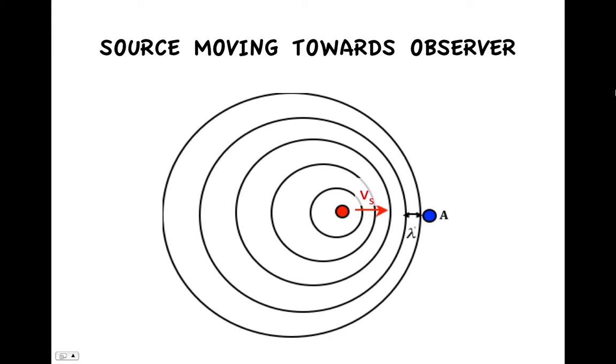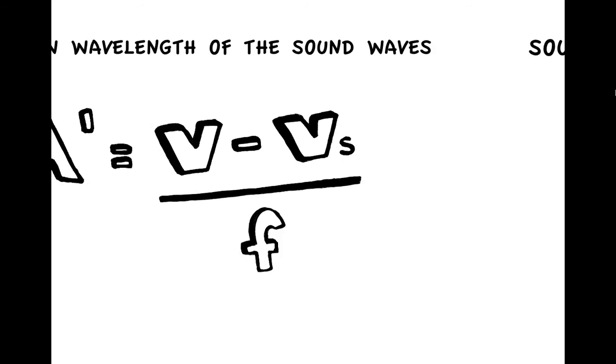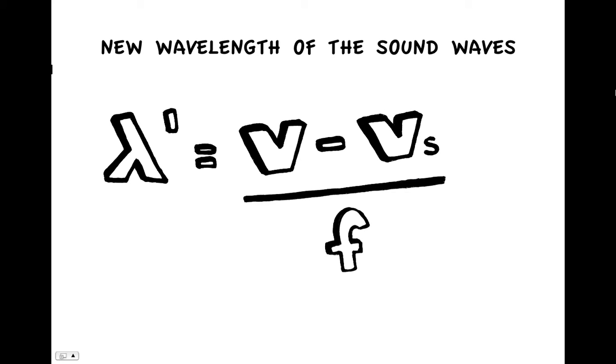Now the source moves to the right towards the observer at a speed of vs. As a result, the wavelength of the sound waves traveling in the same direction is shortened. The new wavelength of the sound waves, denoted by lambda prime, is equal to the speed of sound minus the speed at which the source is traveling towards the observer, divided by the frequency of the sound waves.